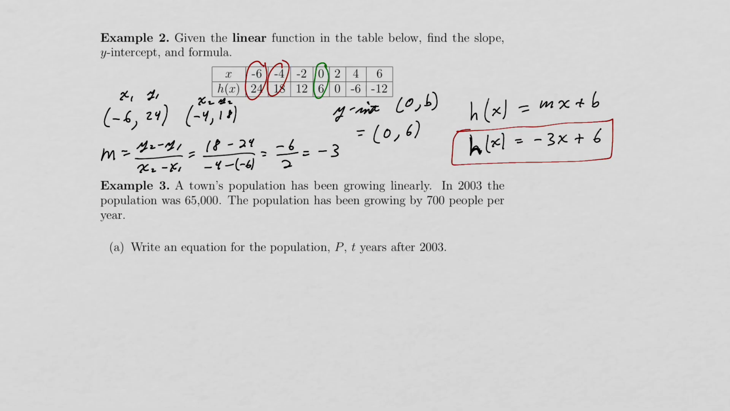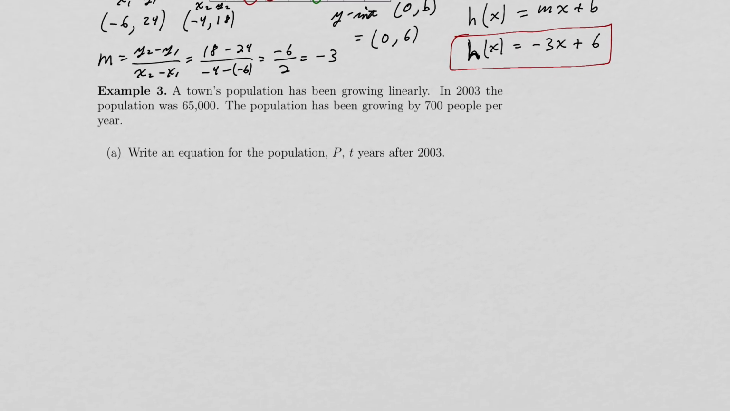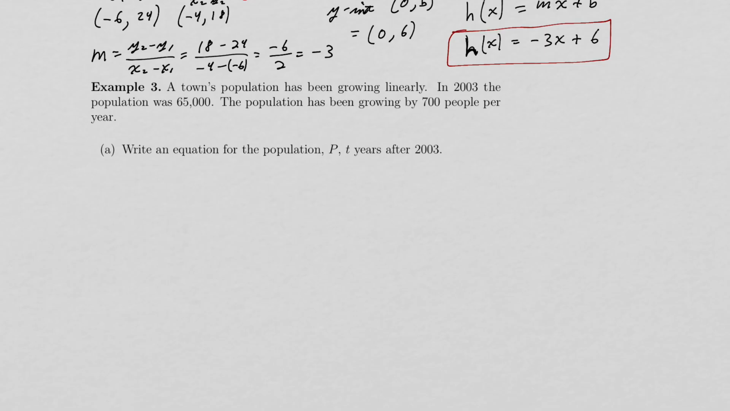Okay, the next example tells us that a town's population has been growing linearly. So we know that a linear model will work here. In 2003, the population was 65,000. And we're also told that the population has been growing by 700 people per year. Okay, and we want to write an equation for the population, which we're going to call P, t years after 2003. So we want to write a function, P as a function of t. And it's a linear function.